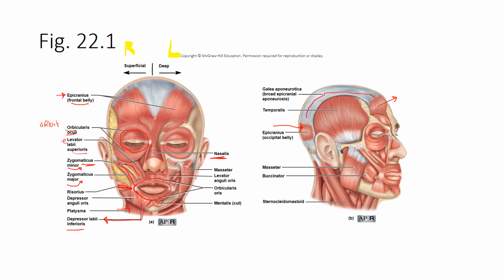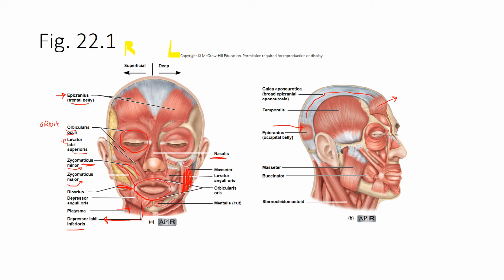Okay, and if we go to the deep layer right here, we're going to find the masseter. Masseter, a very important muscle of mastication. That's when you grind the food. Usually you're going to find most of the muscles that grind the food attached to the mandible on the side. So this is the masseter.